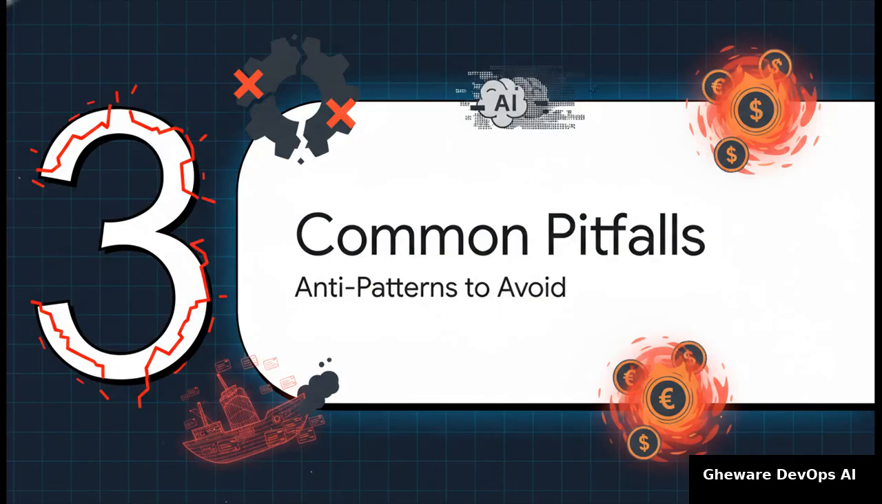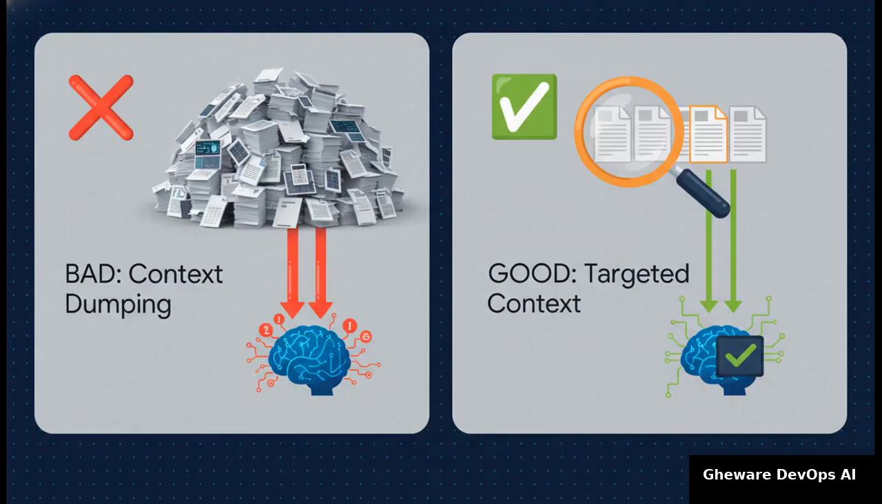So having the right toolkit is one thing, but it's just as important to know what not to do. Let's go over a couple of common anti-patterns that will silently kill your performance and just burn through your budget. The number one mistake I see people make is context dumping. The thinking is, hey, the context window is huge. Why not just throw everything in there? As you can see here, that is a terrible idea. It's noisy, it's slow, and it actually lowers your accuracy.